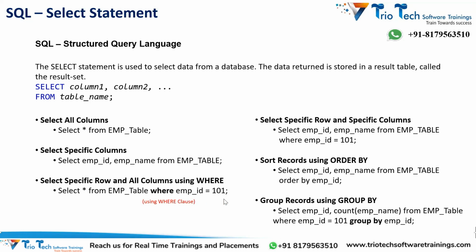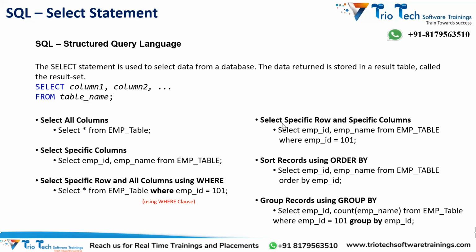Similarly, suppose the employee IDs range from 1012 to 2000. You want to fetch all the employee records having an employee ID greater than 500. So instead of the equals sign, you will put a greater than symbol and put the value 500. Automatically this query will execute and fetch the data where the employee ID is greater than 500. Clear?